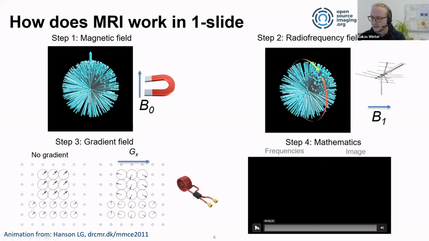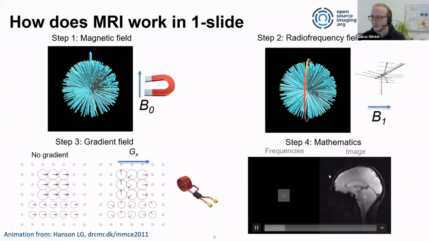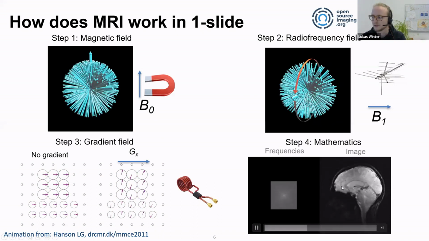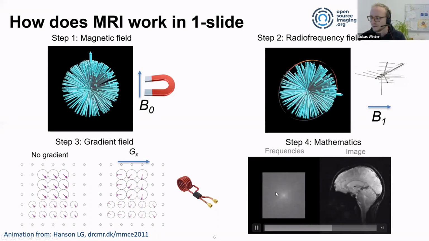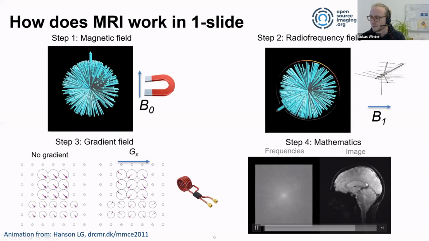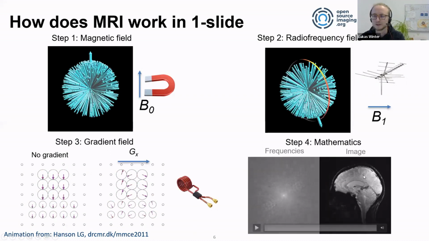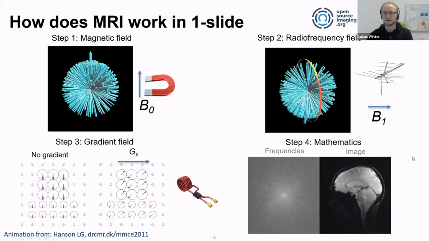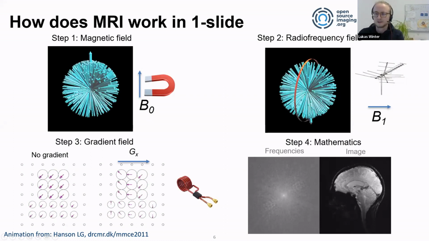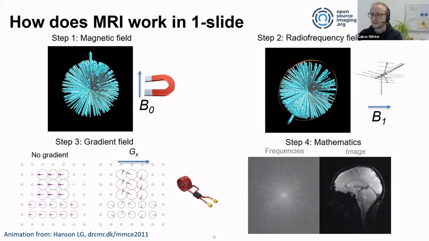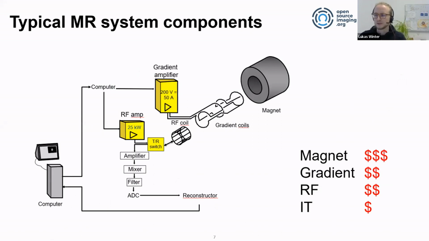And then the last step is some mathematics where you translate these frequencies into an image. Of course, the more frequency components you have, the more detailed the image will be, which determines your resolution and contrast. So these are the components that you need. If you translate it into simple schematics, you have your magnet, your gradient coils, or your induction cooker in this particular case, your antenna or the RF coils, and then you have some electronics around it.